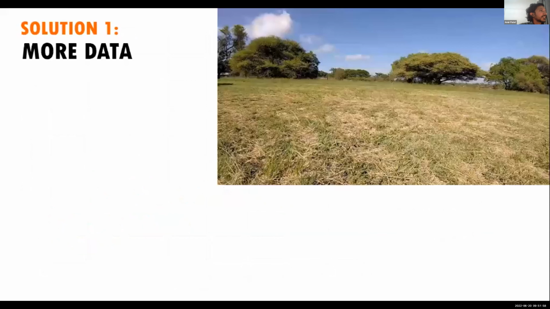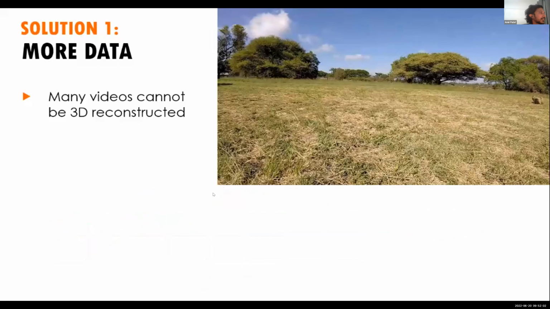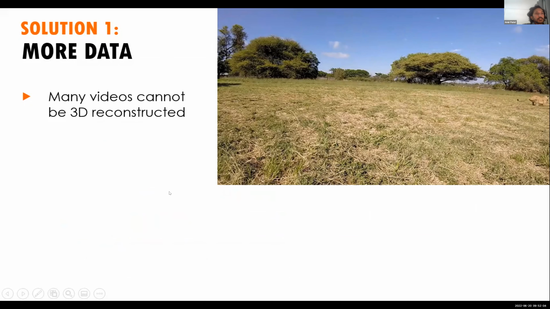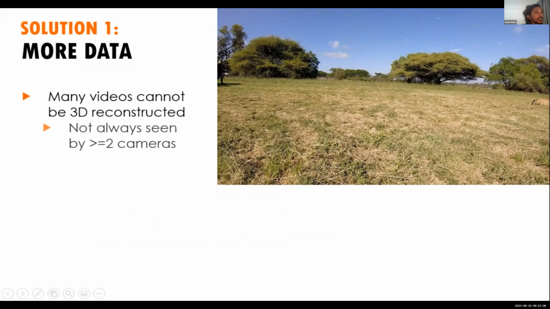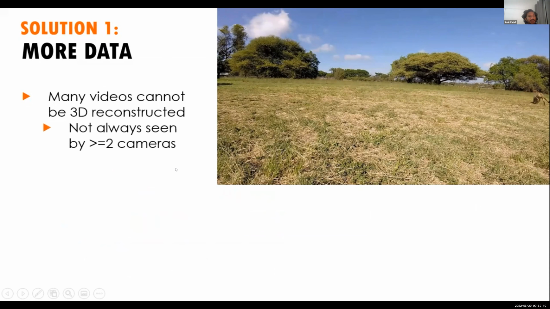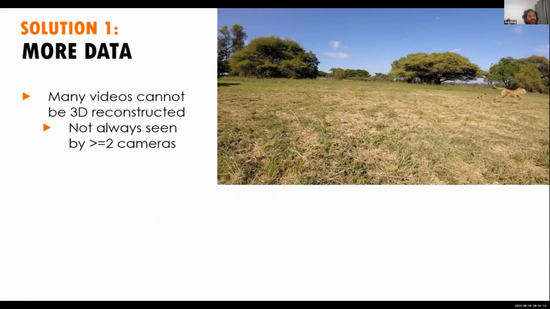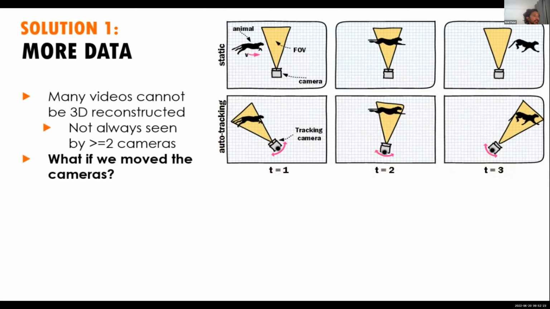So how can we improve things? I guess the first thing is we need more data. And you might think, well, you have tons of data, but many of the videos in AcinoSet can't be reconstructed. You can see on the side, this is because this is a wild animal, it's doing all the cool stuff in the corner of the frame. And maybe there's only one camera seeing the cheetah or one side of it, or it's really small. So we can't really do any reconstruction. So I thought, what if we moved the camera to the cheetah?